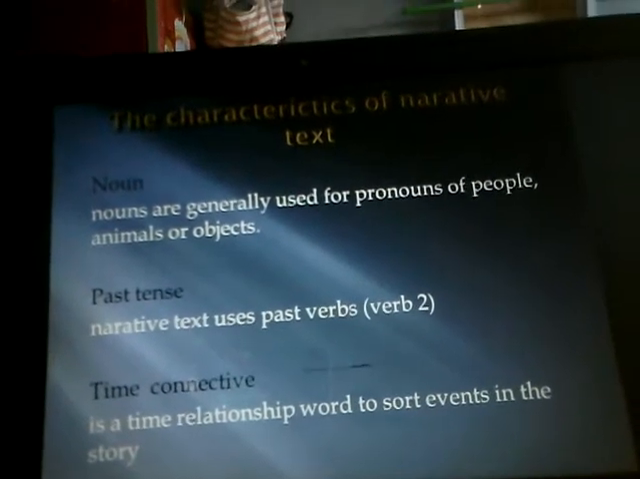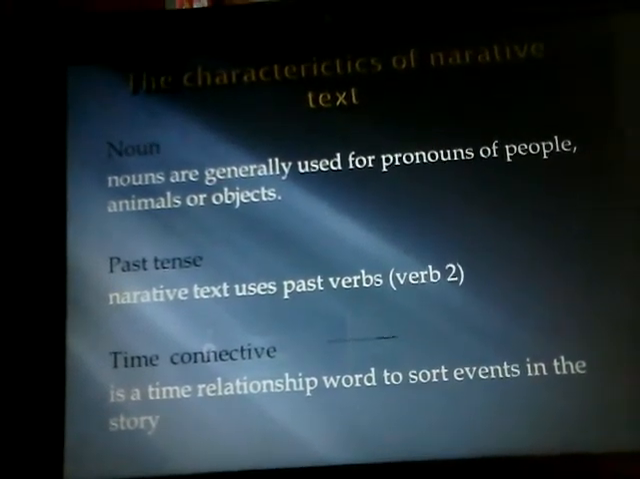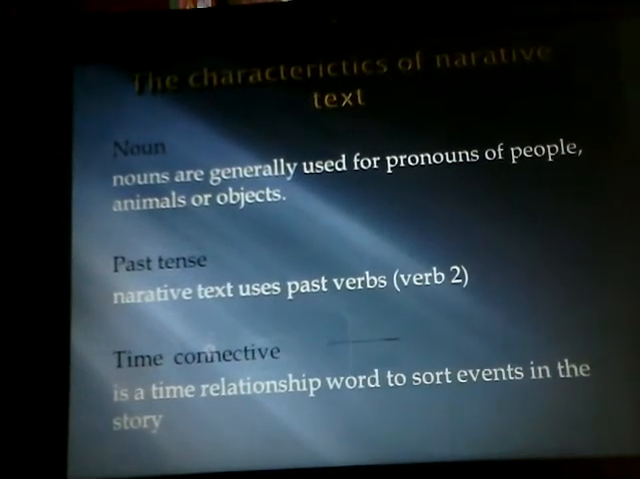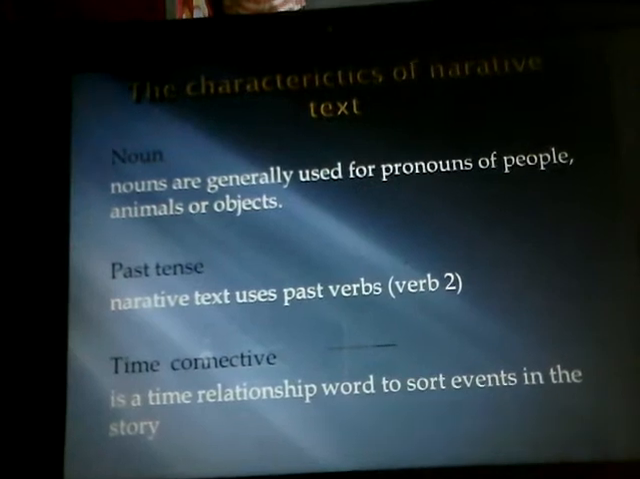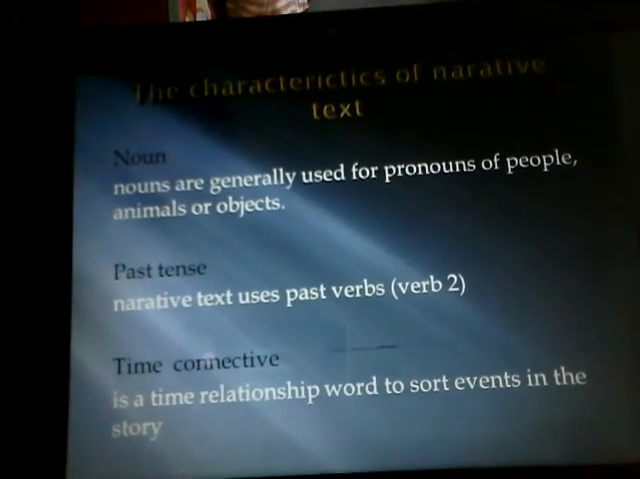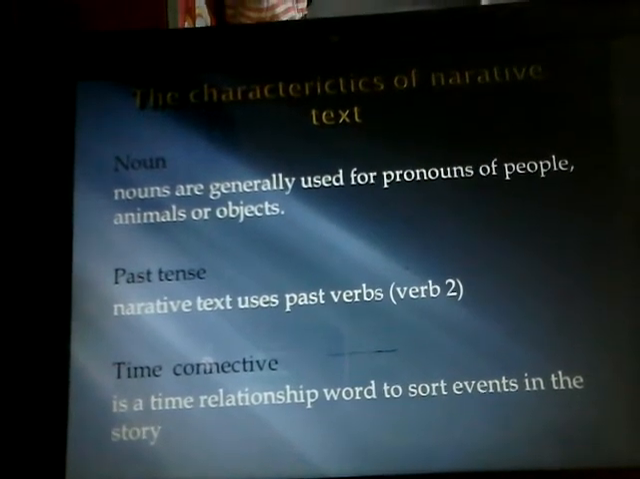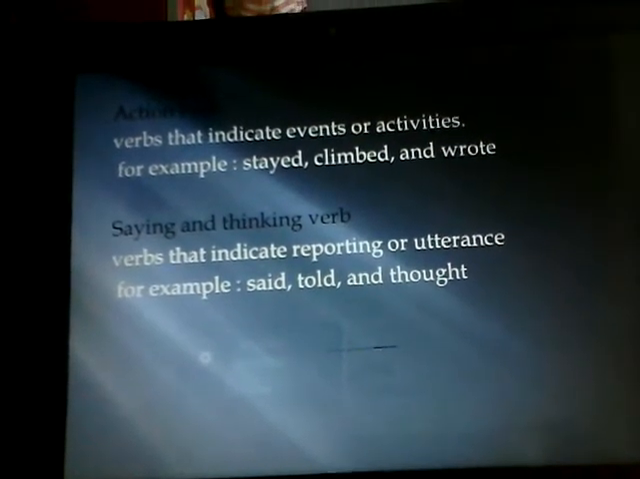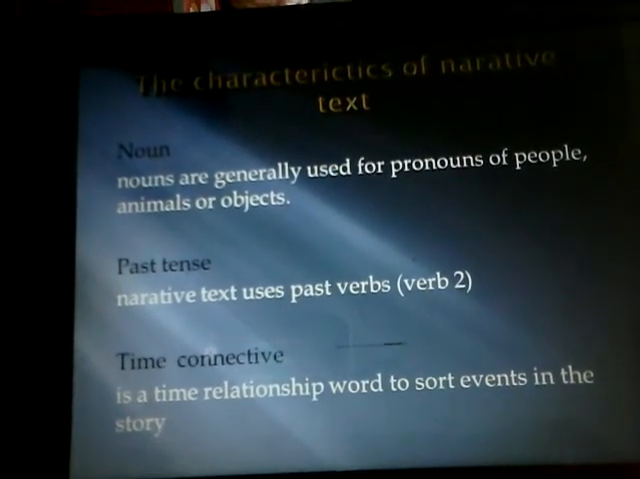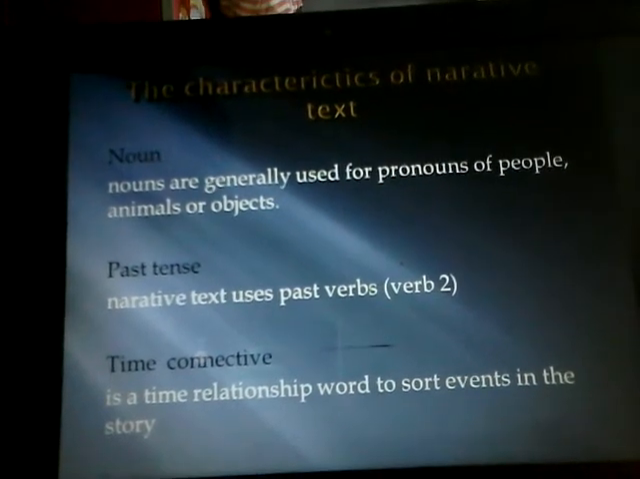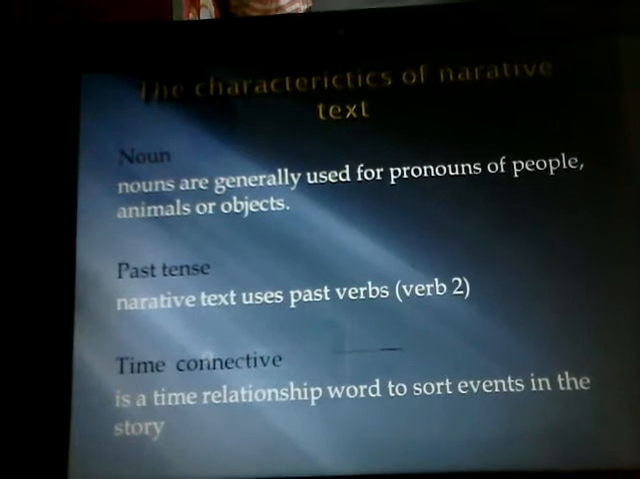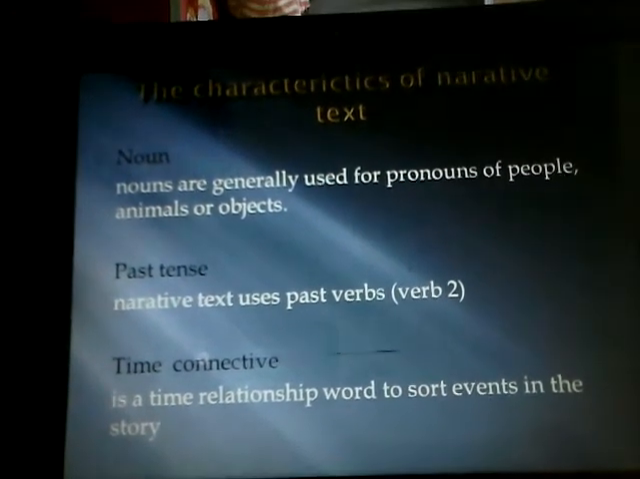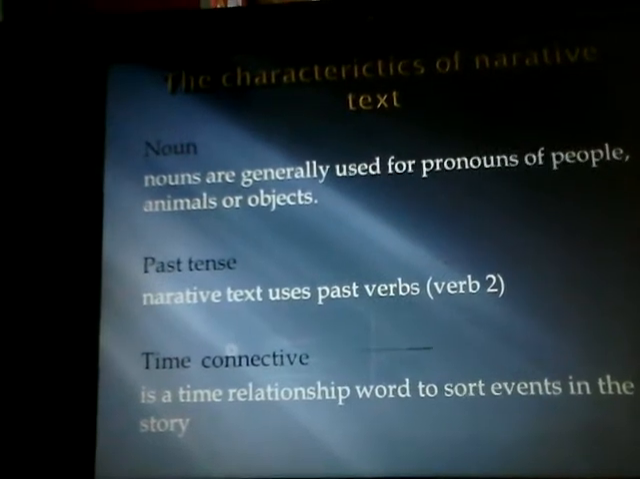Okay, students, in narrative text we also learn about the characteristics of narrative text. In the characteristics of narrative text there are 5 points. The first is noun, past tense, time connective, action verbs, and saying and thinking verbs. So let's see the first. The first is noun. Nouns are generally used for pronouns of people, animals, or objects. Do you understand? Alright.